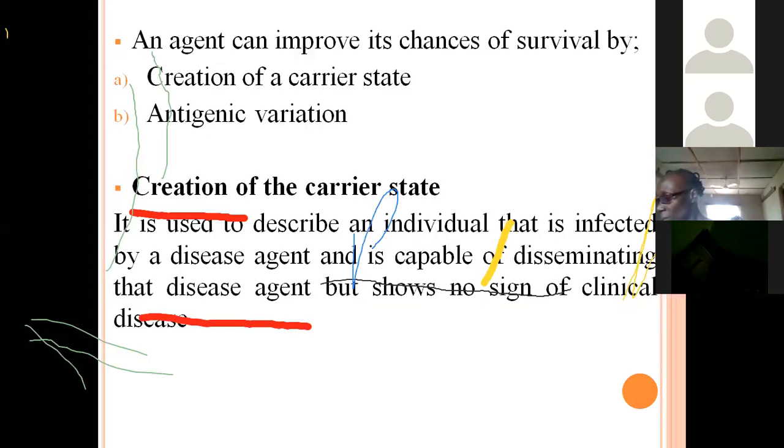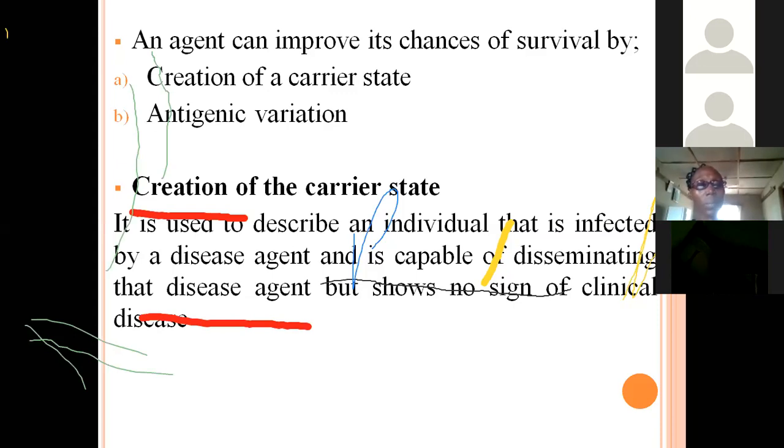An agent can improve its chances of survival, that is the microorganism, by creation of a carrier state. We'll look at that. And also by antigenic variation. So for a microorganism to survive in a host, it can create a carrier state in that host or through antigenic variation, which could be antigenic drift or shift. So let's quickly look at creation of the carrier state.